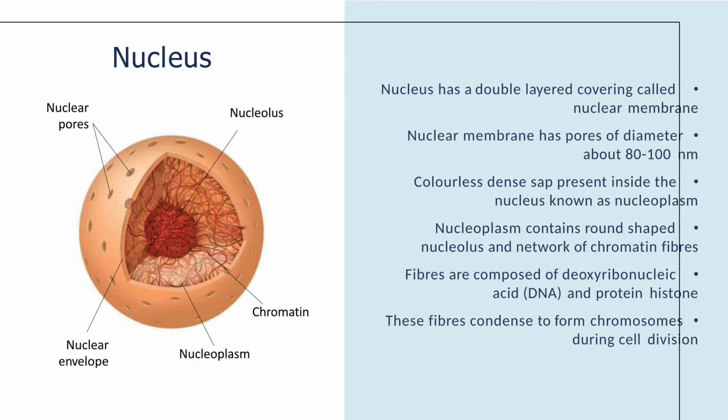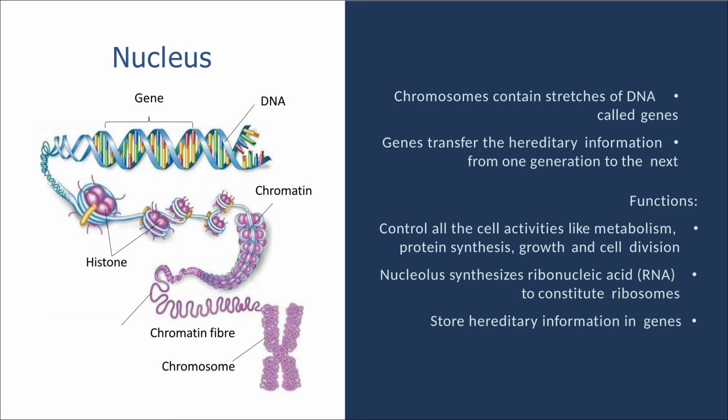Fibers are composed of DNA and protein histone. These fibers condense to form chromosomes during cell division. These chromosomes contain stretches of DNA called genes. Genes transfer the hereditary information from one generation to the next.